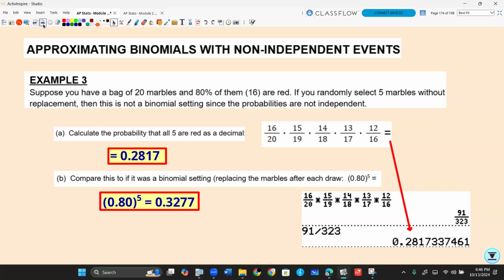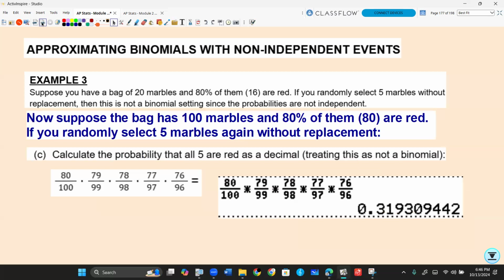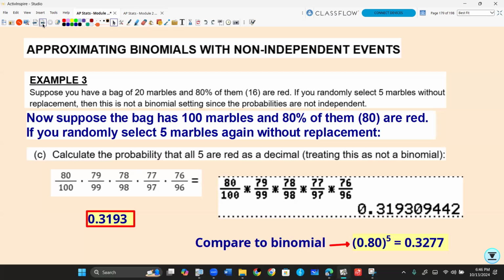But what would happen if you had 100 marbles in the bag? We still have that 80% chance. In this case, it would be 80 out of 100 times 79 out of 99 times 78 out of 98, and so on, and so you get your 5 red marbles. This ends up being about 31.93%. So if you remember the percentage from before, that was about 32.77%. We are closer. We're less than a percent off. So that's not too bad. Still not great, but definitely a lot closer.